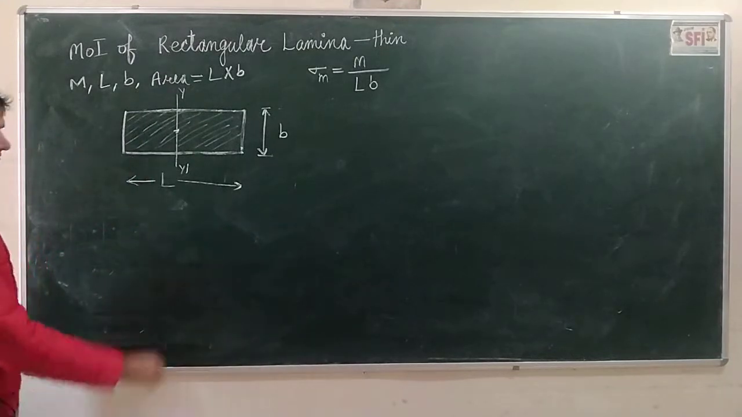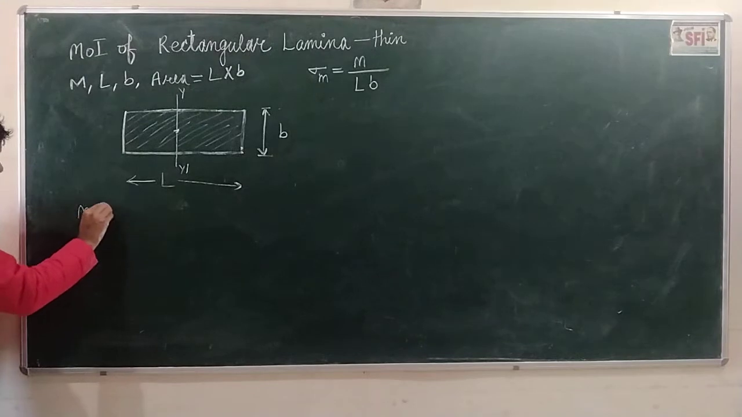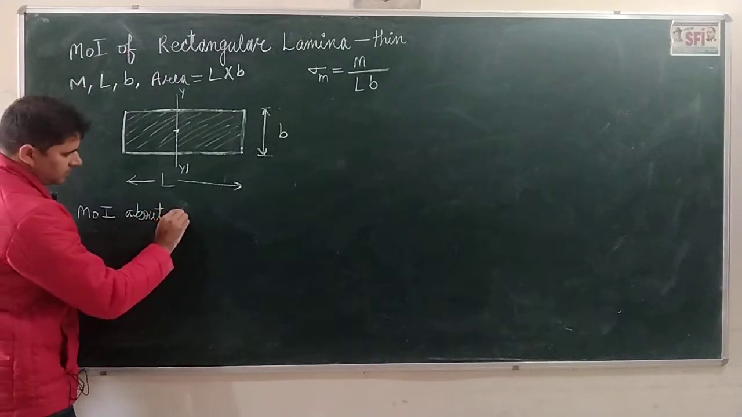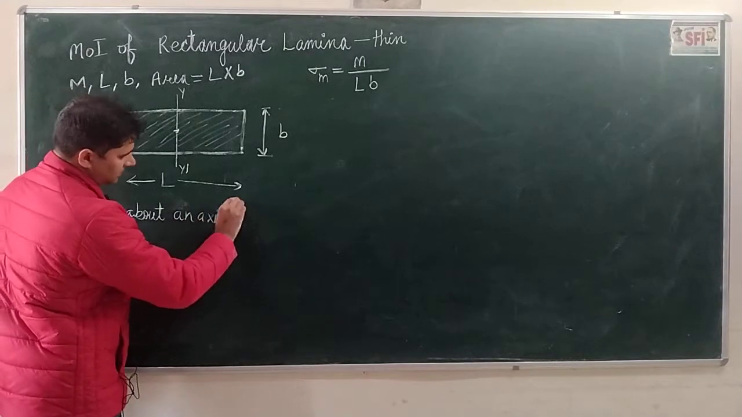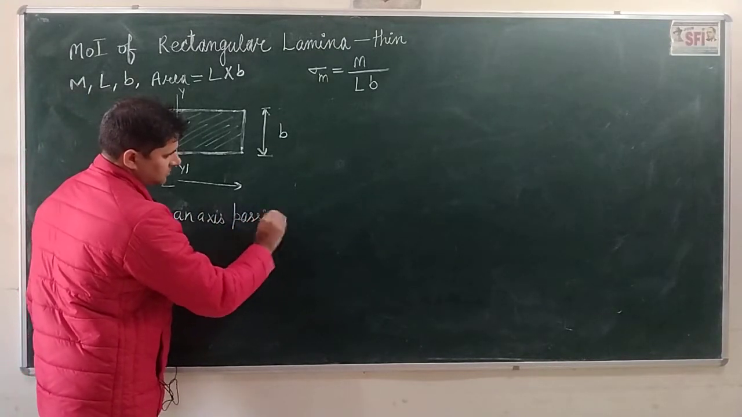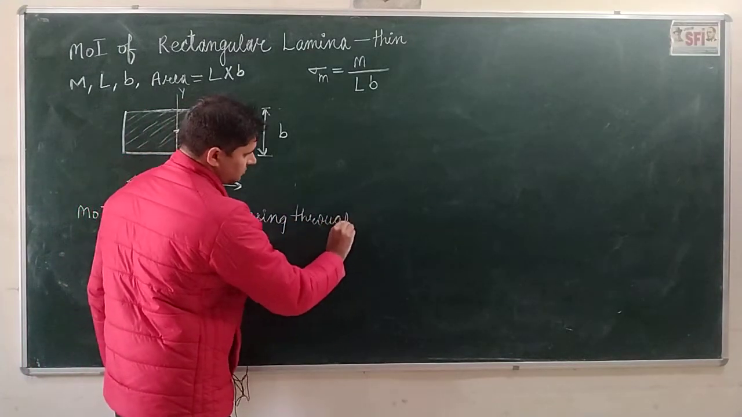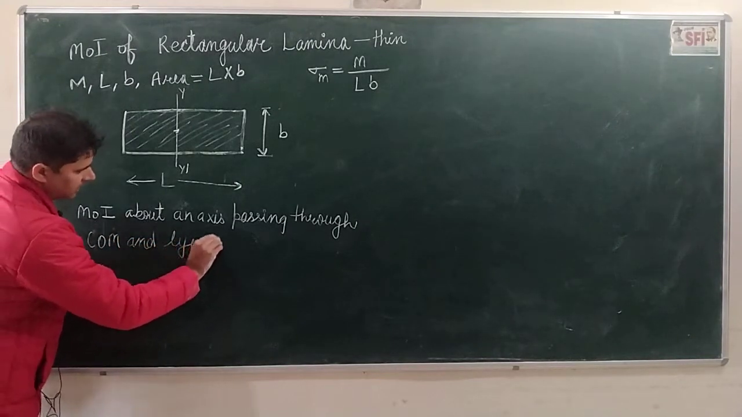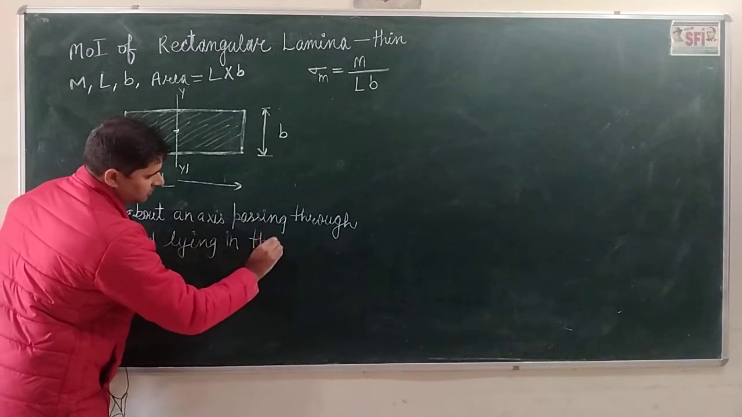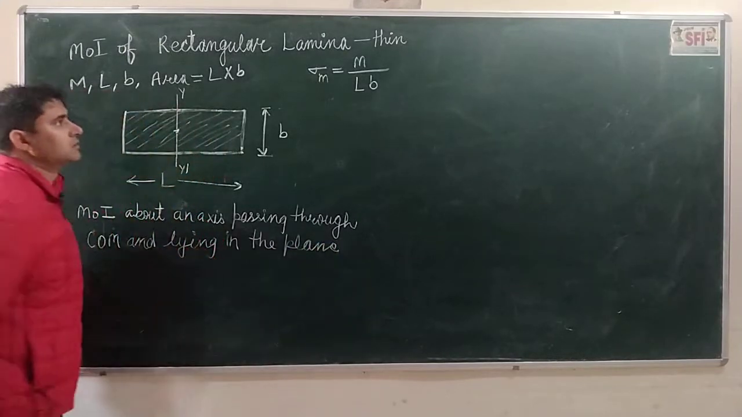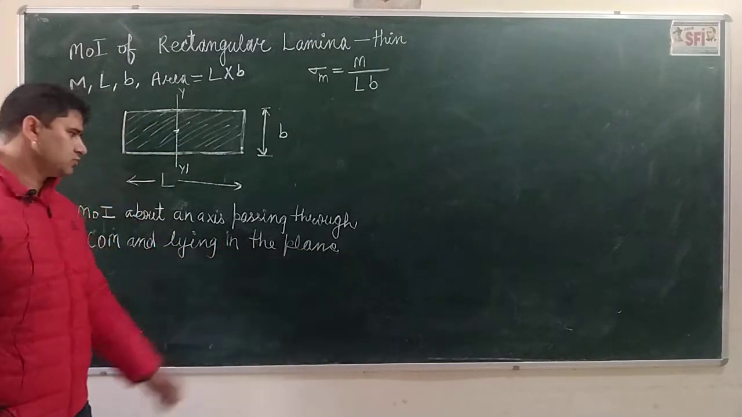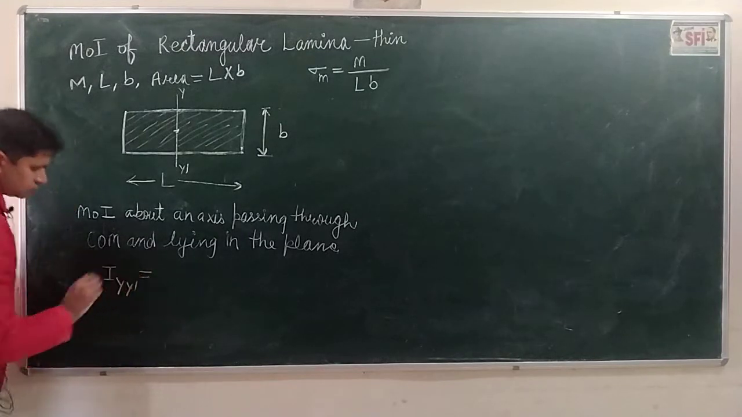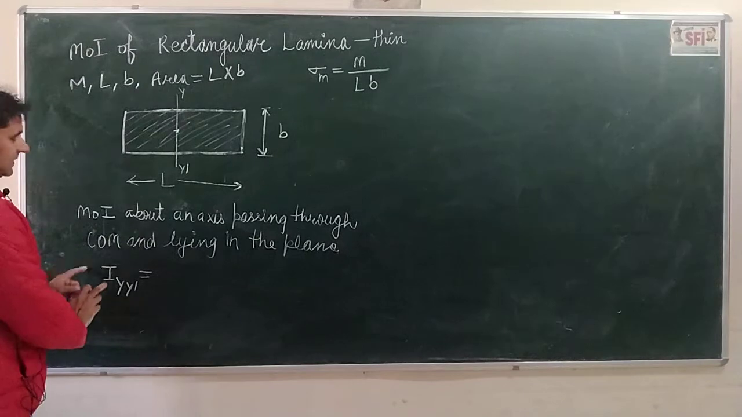If you find the moment of inertia about an axis passing through the center of mass and lying in the plane of the rectangular lamina, or plane of mass distribution, then here that axis is the y axis. So to find this, what will we do?